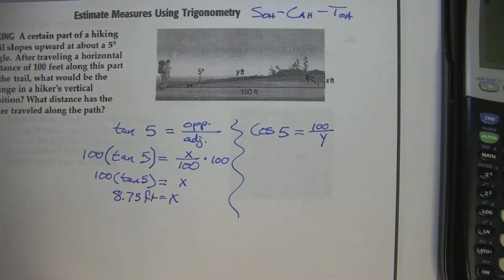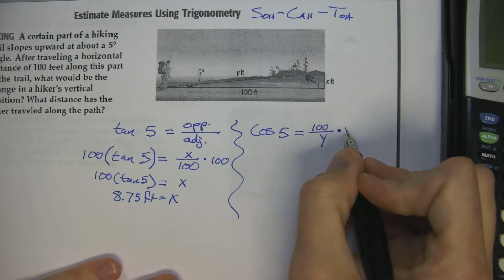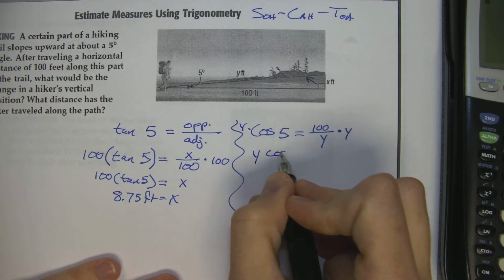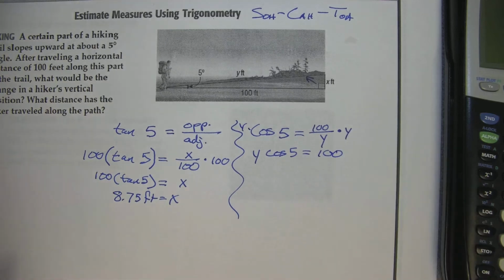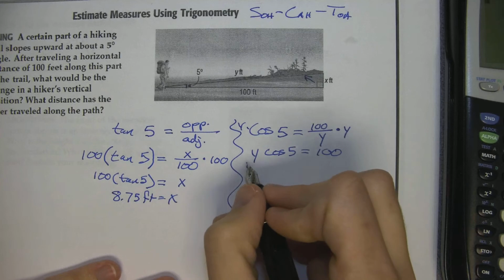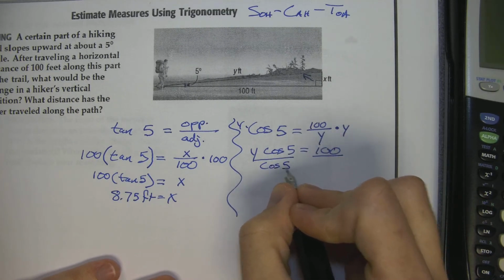All right, well, we're going to work this out the same way we did before. I've got to get this fraction broken up here, so I'm going to multiply both sides by y. So I've got y cosine of 5 is equal to 100. But notice y still isn't by itself. So what we're going to do is divide both sides by cosine 5.